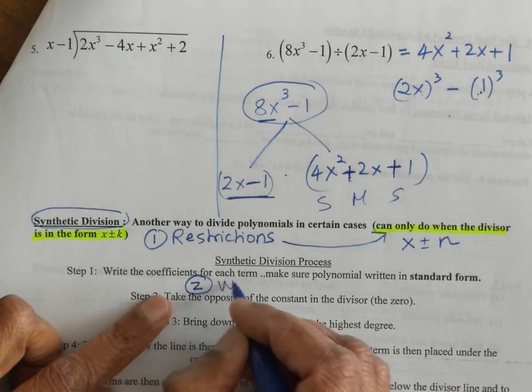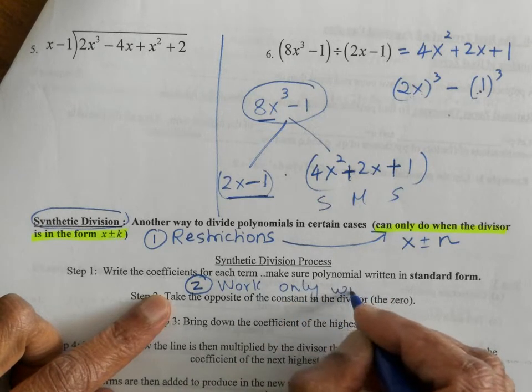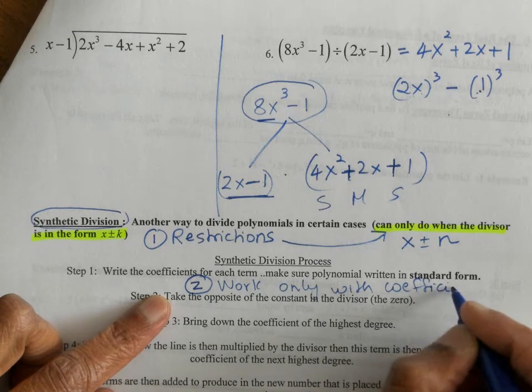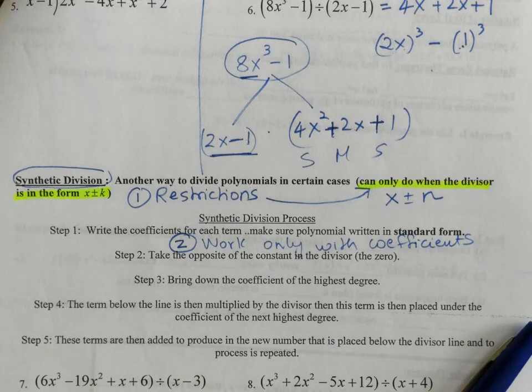The second thing you want to know is you work only with the coefficients. So that's why it makes it easy actually, because you're not working with the variables. You're working with only the coefficients. What does that mean? I'll explain that to you the minute you guys write this, because this is important.